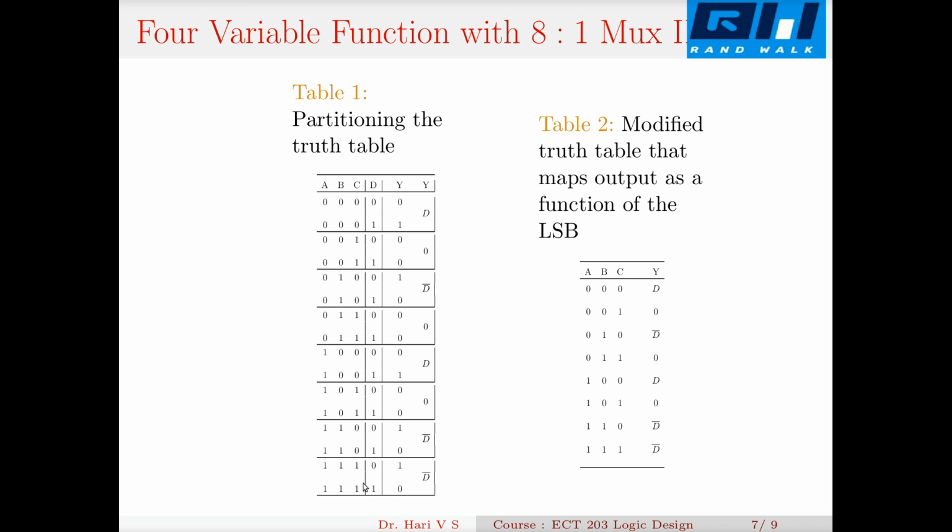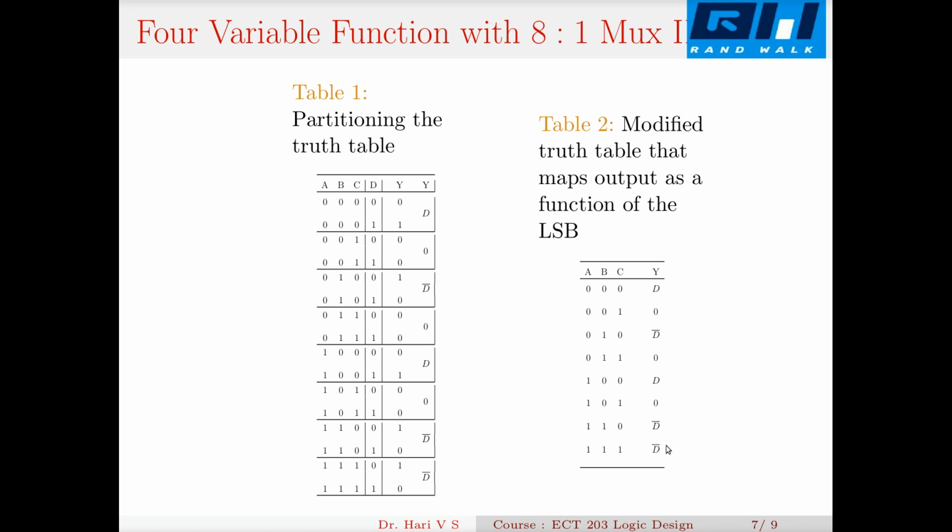So I can write a truth table as a 3 variable truth table now. With ABC 0, 0, 0, Y is D. With ABC 0, 0, 1, Y equals 0. For 0, 1, 0, D bar. For 0, 1, 1, it is 0. For 1, 0, 0, D. For 1, 0, 1, 0. For 1, 1, 0, D bar. For 1, 1, 1, D bar.